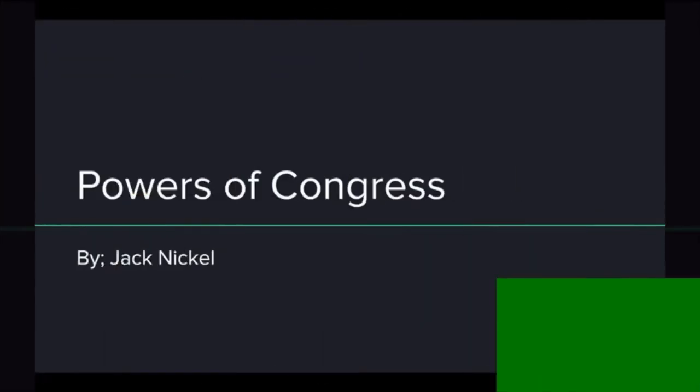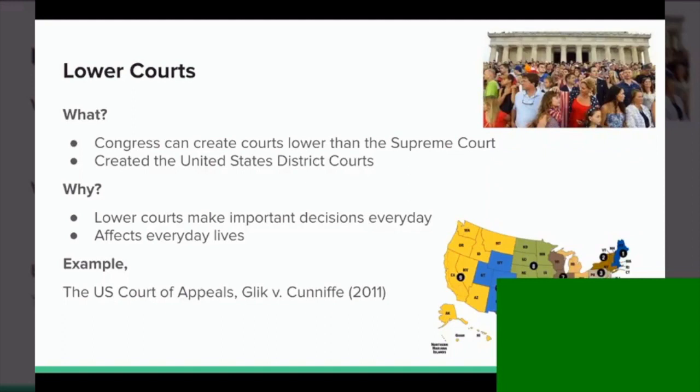Lower courts, what is it? Congress can create lower courts that are inferior to the Supreme Court. They created district courts, the map in the bottom right. So each of those numbers are sections, and all the states report all their federal cases to that district court. Why? Lower courts make extremely important decisions every day, and they affect everyday lives.